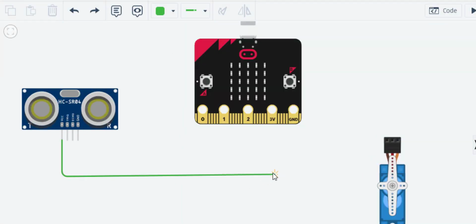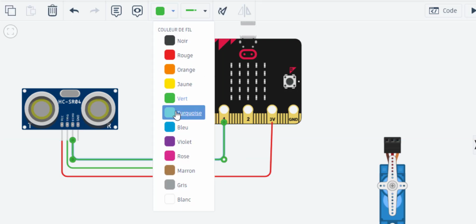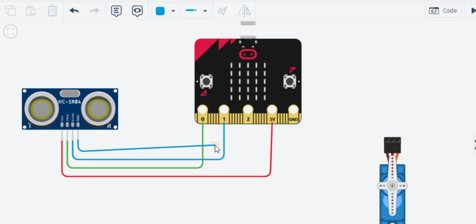We're going to start with the HCSR04 sound sensor: pin VCC to pin 3.3V of the Microbit, pin trig to pin P0 of the Microbit, the echo pin to pin P1 of the Microbit, the GND pin to the GND pin of the Microbit.